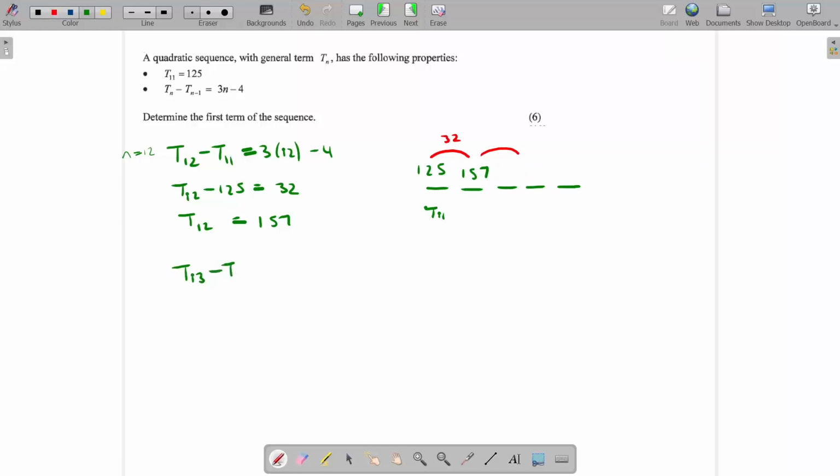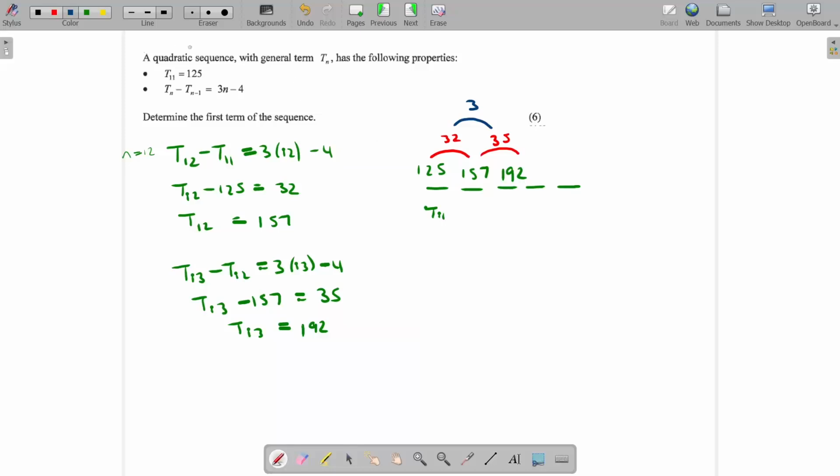Term 13 minus term 12 equals 3 times 13 minus 4. So term 13 minus 157 equals 35. So therefore term 13 equals, add 35 to this, 192. Okay, so we know that this term is 192. What we do now know is that this value is 35, which tells us that our second difference is 3.